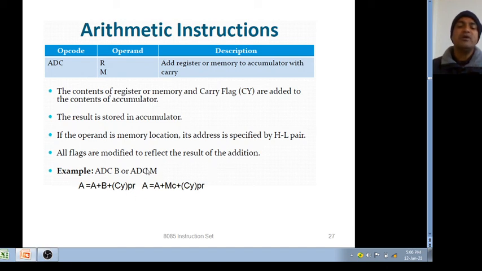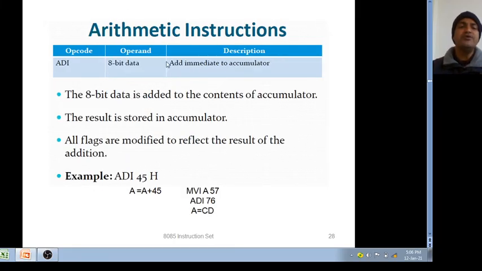Similarly, A equals A plus M plus CY previous, ADC M. This C indicates the previous carry, and you have to add it in the accumulator. Next, for immediate data. You know, in case of immediate data, we use I at the end of the instruction. So ADI, this I indicates this is data. It will add the accumulator with immediate data, and it will store the result in the accumulator.